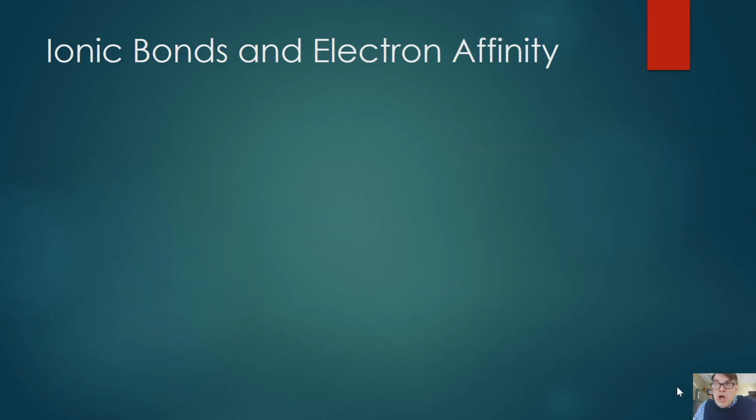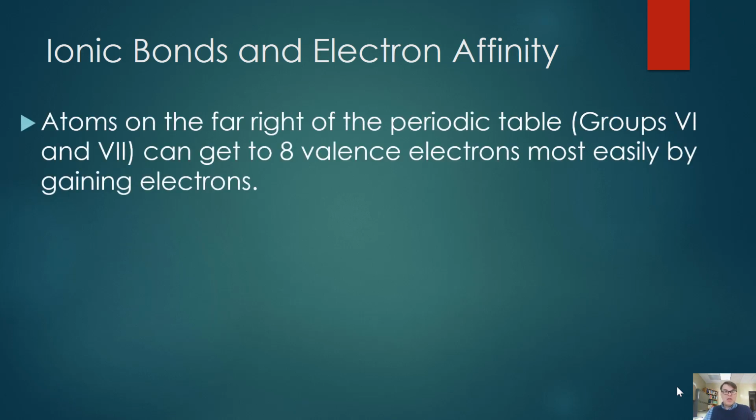Okay? So let's talk about electron affinity again. Electron affinity is the tendency to take or buy an electron. Fluorine and chlorine have very high electron affinities. They have very high electronegativity because you can't get them to get rid of their electrons, which means they have a very high electron affinity. Fluorine and chlorine want to get electrons. So atoms on the far right of the periodic table, like group 7, the halogen nonmetals, and group 6, can get to 8 valence electrons most easily by adding electrons.